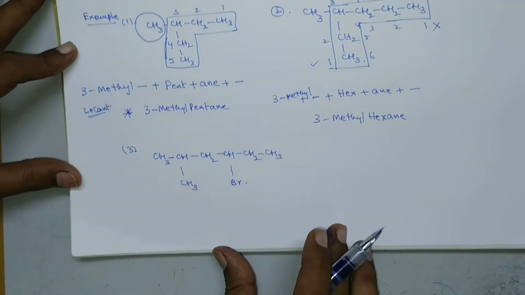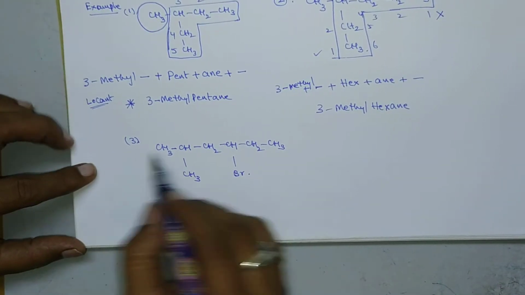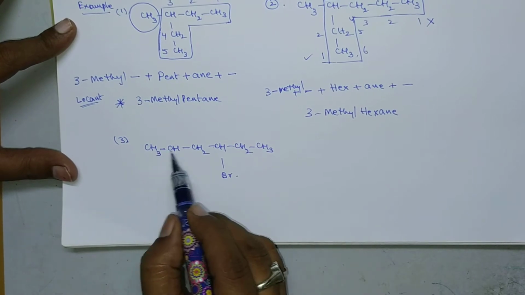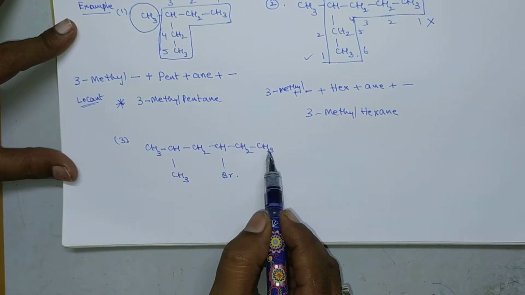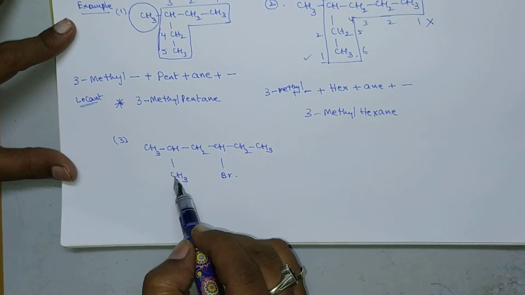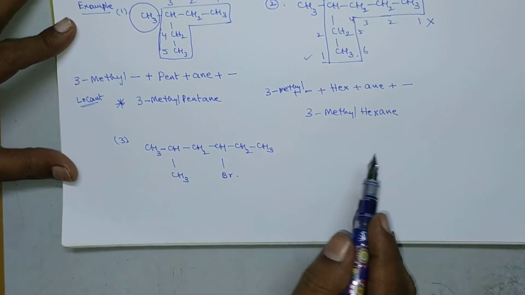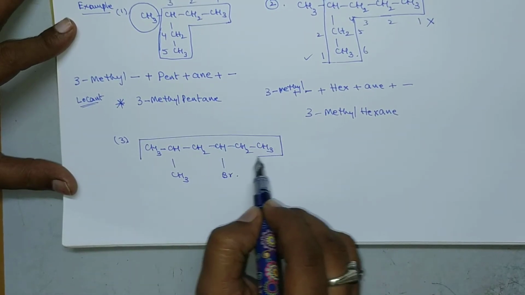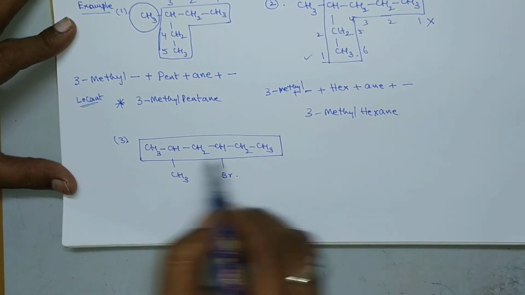Let us take another example. So now we have to first fix the root word. So the root word indicates the number of carbons. 1 2 3 4 5 6 carbons are there in this chain. Suppose if you take another chain, 1 2 3 4 5 6, this chain also consists of 6 carbons. So you have to take any one of these chains. So let us take the straight chain. So it consists of 6 carbons.